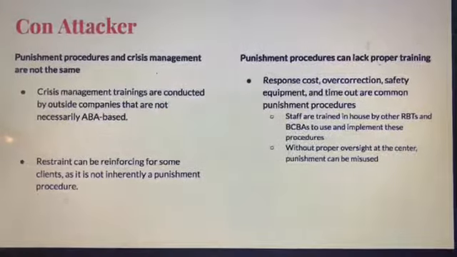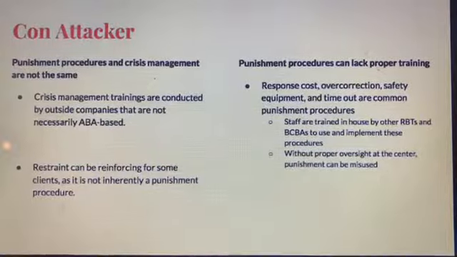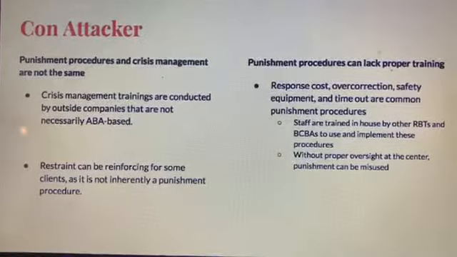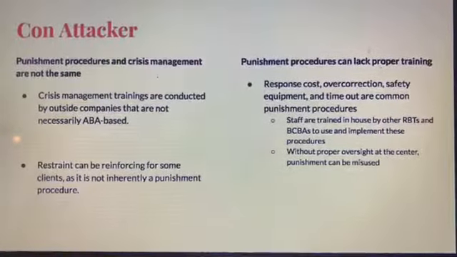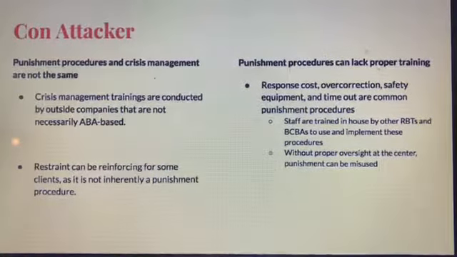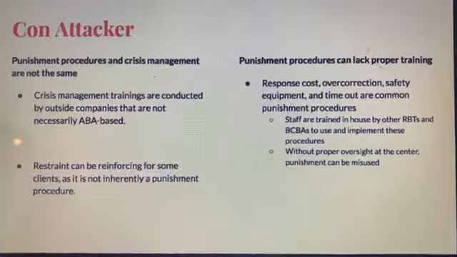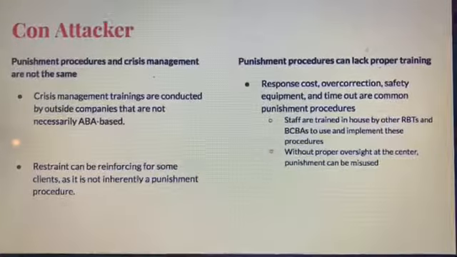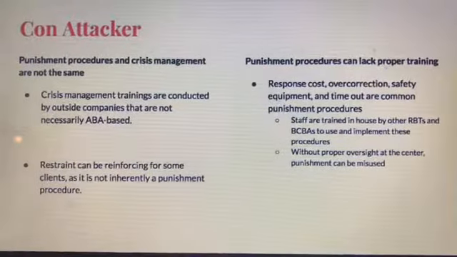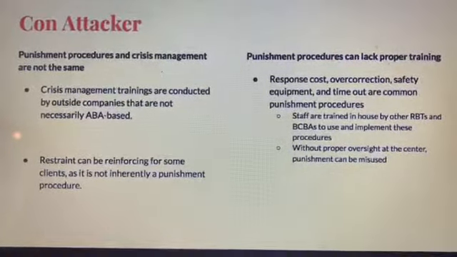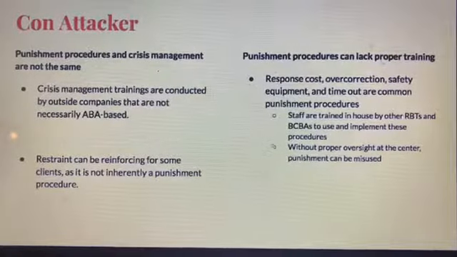Crisis management procedures and punishment aren't necessarily the same thing. Trainings are conducted outside of ABA, as they are not part of ABA procedures, despite their usage in many ABA clinics and facilities. Crisis management procedures that use restraint are not always punishing. Some clients find it very reinforcing to receive that physical attention, increasing their problem behaviors to access that level of physical attention.